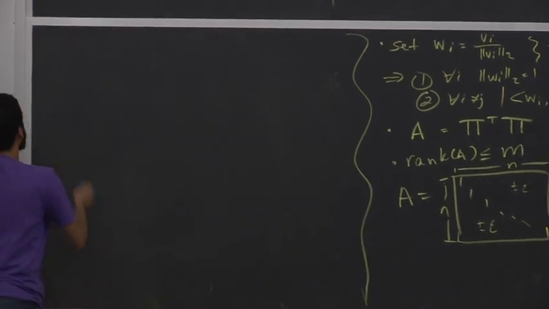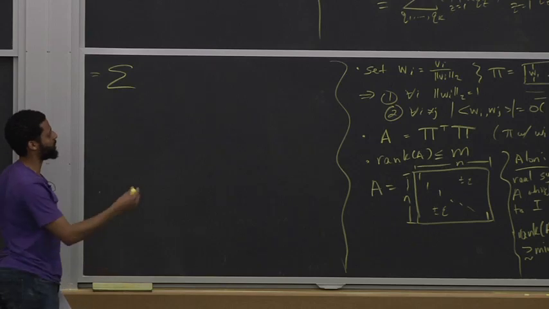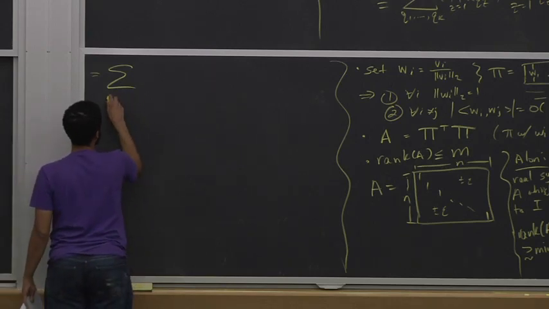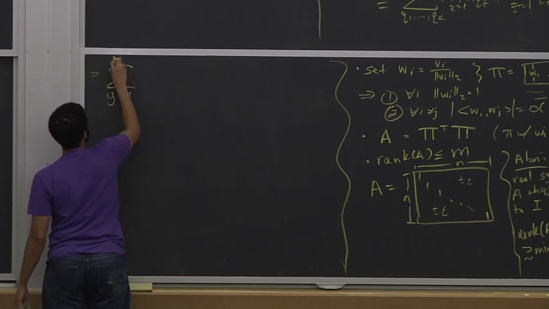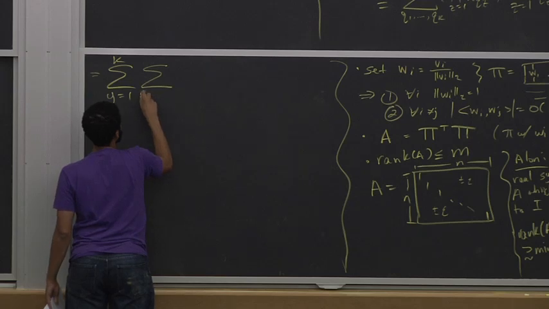So we can sum over how many distinct q's are in a particular monomial. So sum over y goes from 1 to k, where y is the number of distinct q's. And then the sum over, let's say, q1 is less than q2 is less than ... qy.